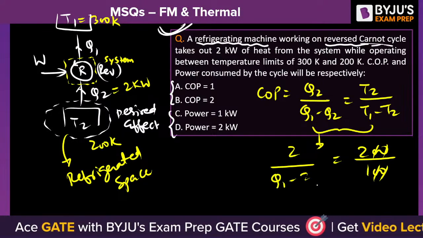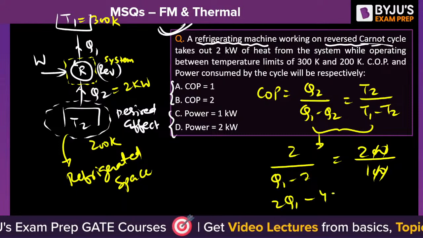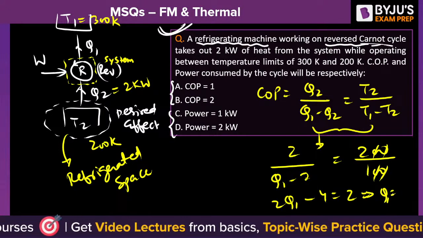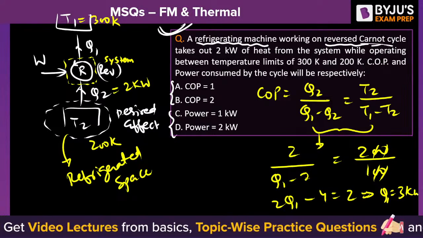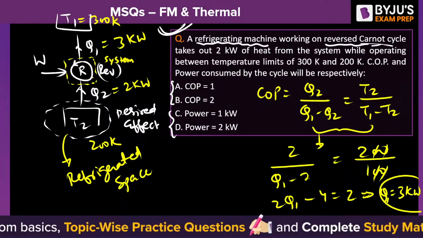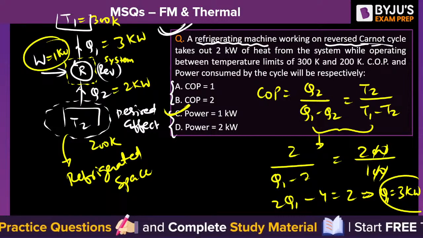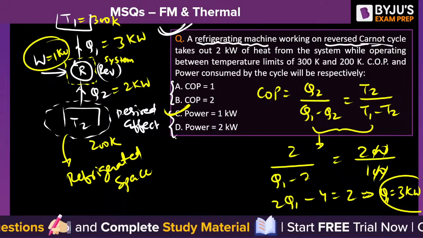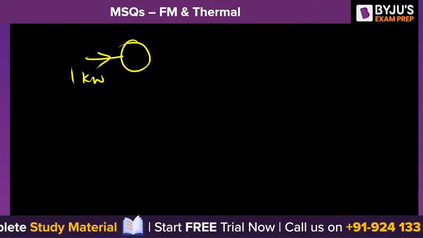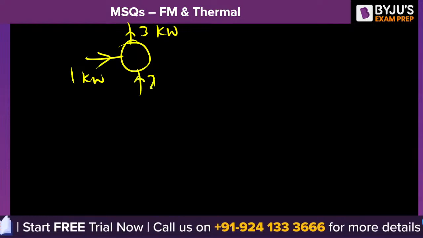then Q1 minus 2. So it will be 2 Q1 minus 4 is equal to 2. So Q1 will be equal to 6 by 2, 3 kilowatt. Q1 will come out to be 3 kilowatt. So W is equal to 1 kilowatt. W will be 1 kilowatt. C is the correct answer. And if W is equal to 1 kilowatt, this is 1 kilowatt, this is 3 kilowatt, and this is 2 kilowatt.